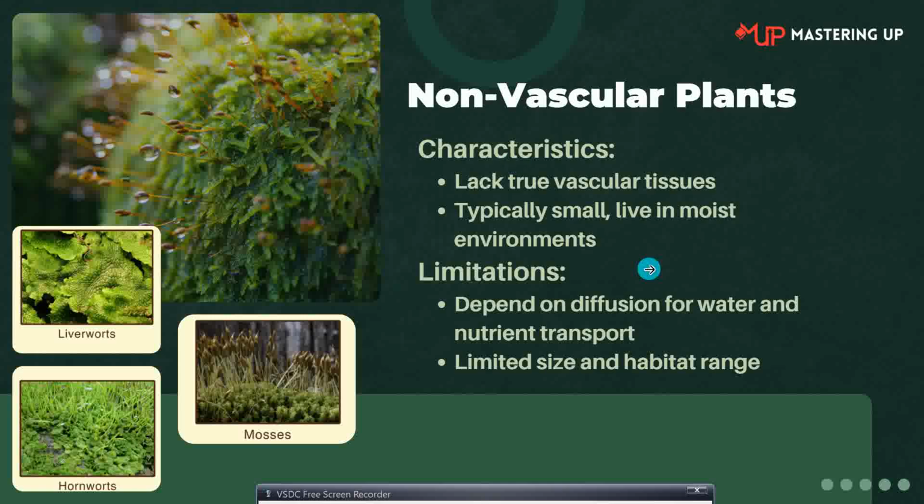So they depend on the diffusion of water and nutrients for water and nutrient transport, and they have limited size and habitat range. Since they are present in moist environments, we cannot find these mosses in dry areas. So that's why they have a limited habitat range.